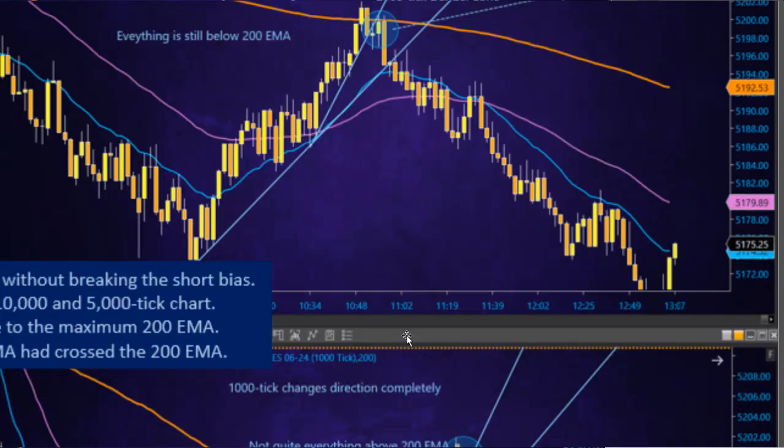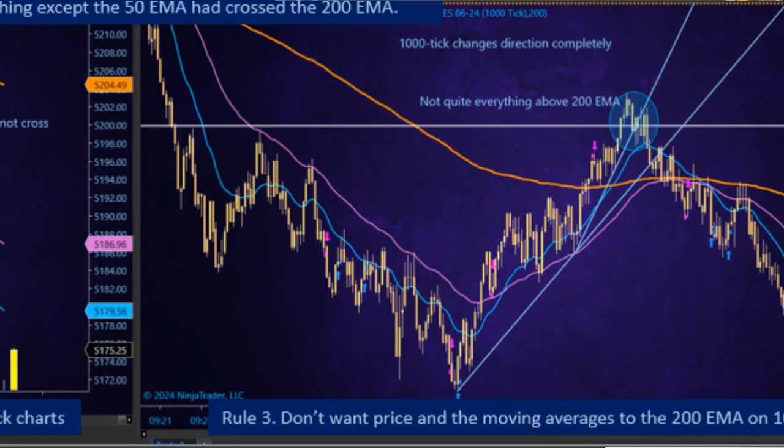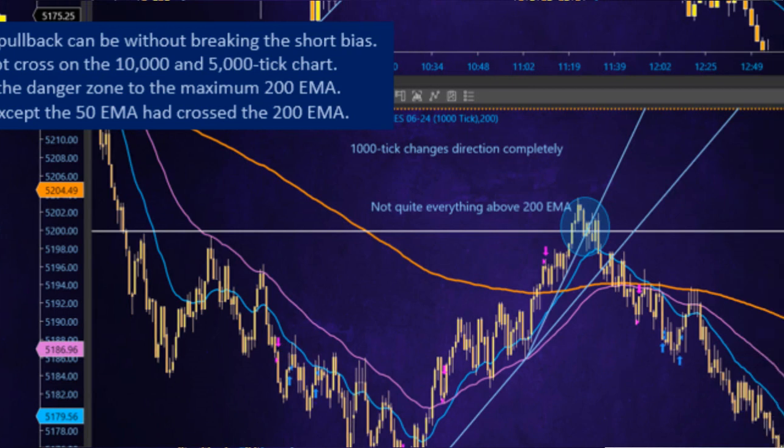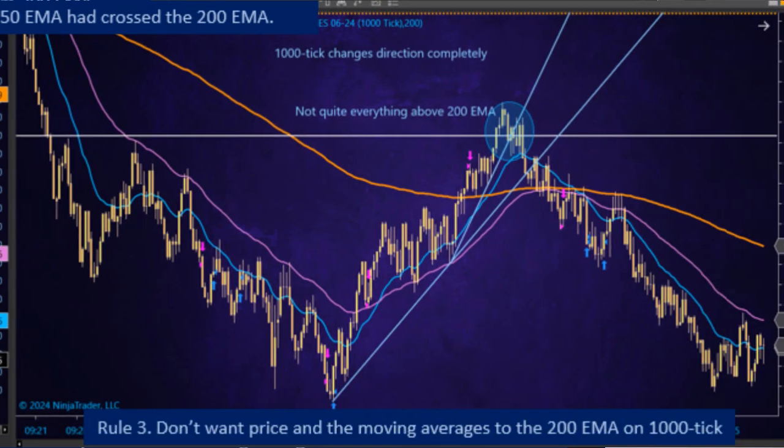Okay. Now, what does it look like on our lowest time chart? The one that we're really going to enter in the details. Well, it almost looks like a reversal. It almost looks like a time to consider going long. And if we were only using this chart, we may want to go long.